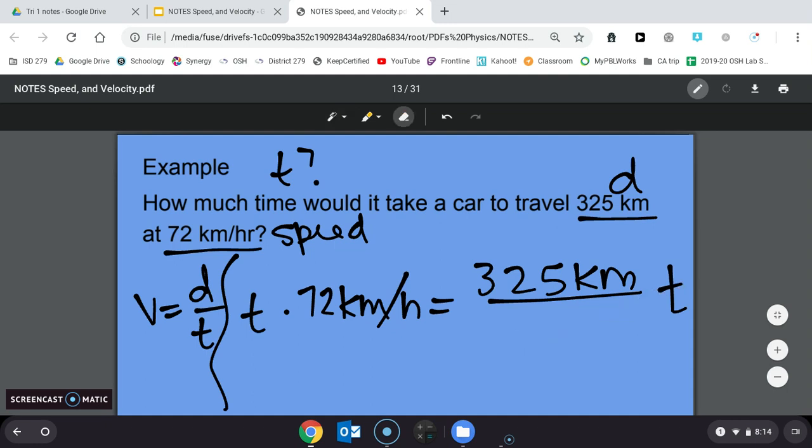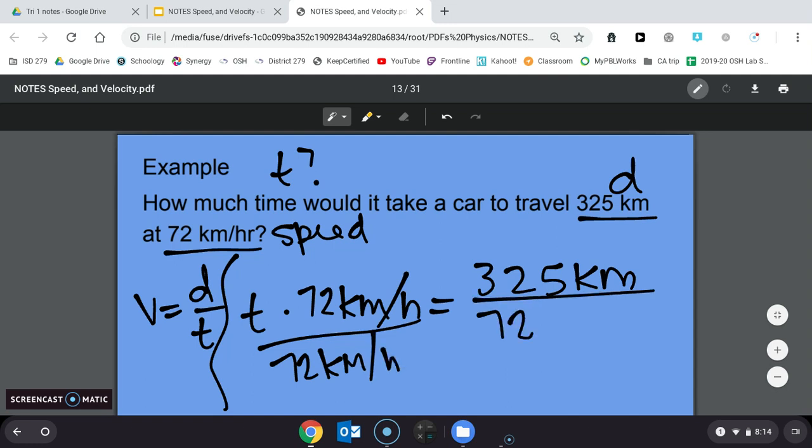I'm going to erase that so that you can see that by doing that, I'm left with t times 72 kilometers per hour is 325 kilometers. Then I can divide by 72 kilometers per hour. My time will be 325 divided by 72, and I get 4.513, which I will round to 4.51.